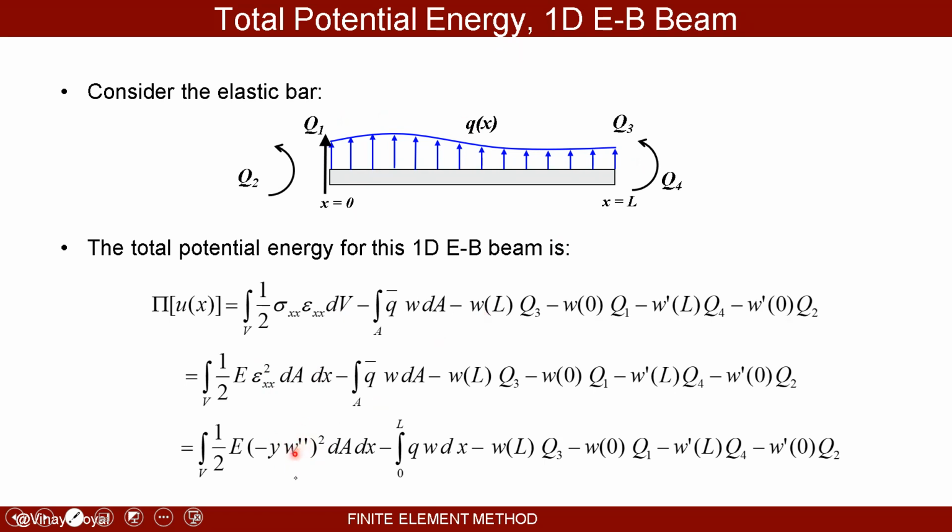So we can do something similar to what I did before, where E and w double prime can be taken outside of the dA integral. Now notice how y has to stay inside the integral because dA does have dy and dz. Everything else stays the same. This term becomes q because I integrated over the width of the beam.